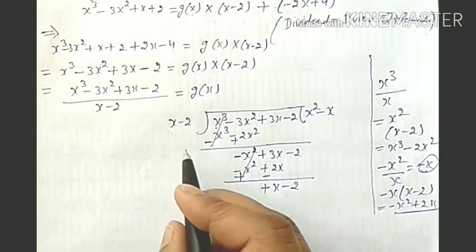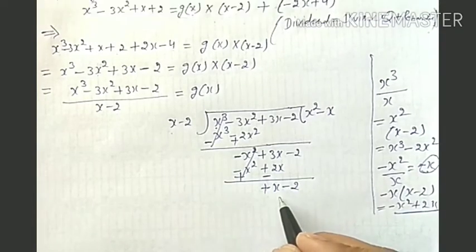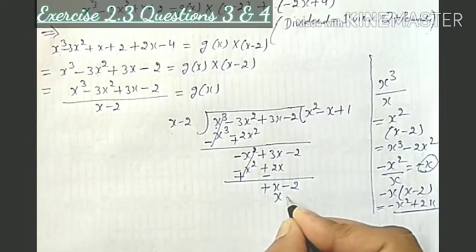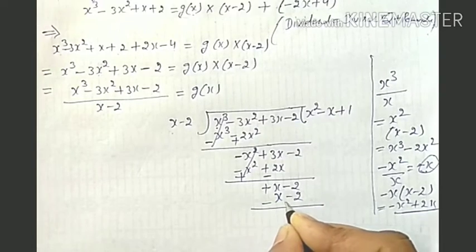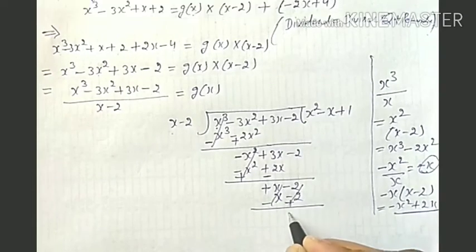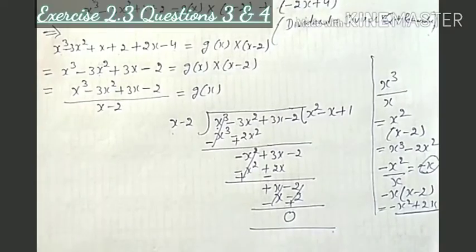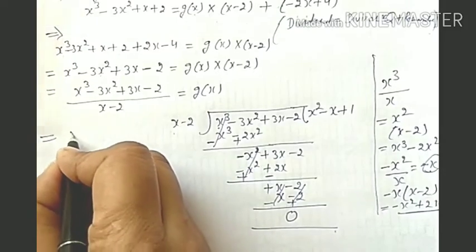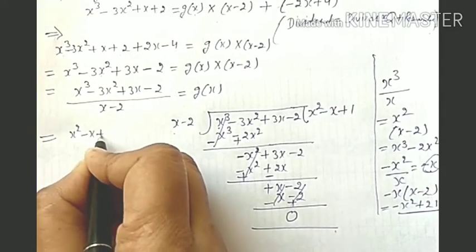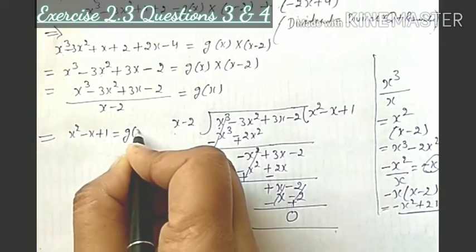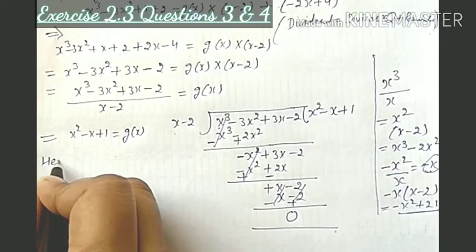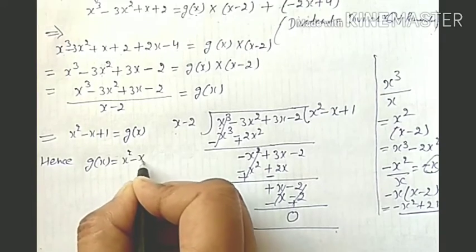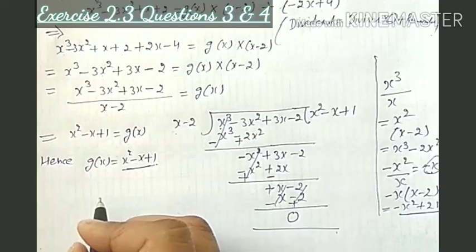Now x minus 2 is divisor, x minus 2 is dividend. Clearly it will go one time, x minus 2, x minus 2, and for subtraction again sign change and we get remainder 0. So after division we get x square minus x plus 1 is equal to gx. Hence gx is equal to x square minus x plus 1, and it is our answer.